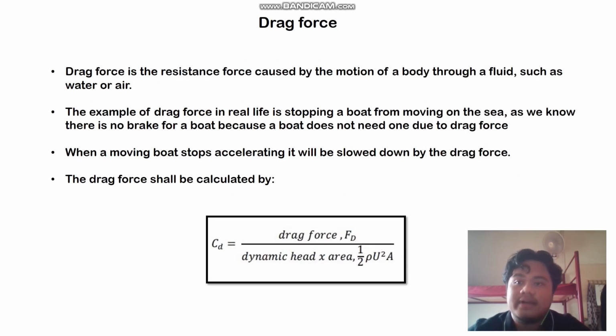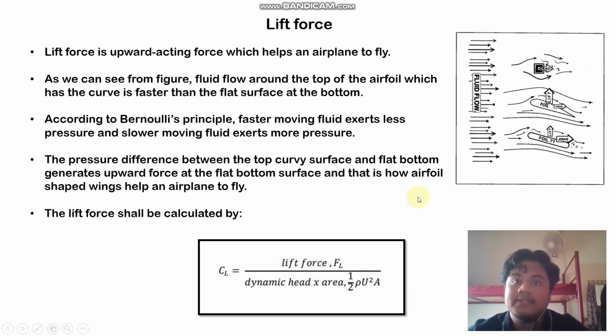Next is the drag force. Drag force is a resistant force caused by the motion of a body through a fluid such as water or air. An example of drag force in real life is stopping a boat from moving on the sea. As we know, a boat has no brake because it does not need one, due to the drag force. When a moving boat stops accelerating, it will be slowed down by the drag force until it's stationary. The drag force is calculated by this formula.